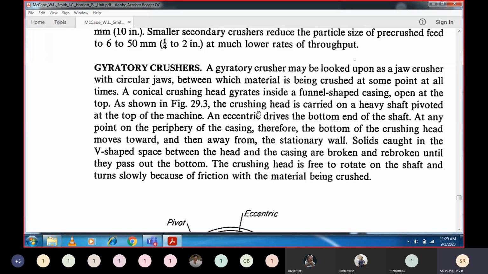A conical crushing head gyrates inside. Gyration means having small reciprocations. It gyrates inside the funnel shaped casing, because as you go down, the fundamental principle is that the area of the crushing zone should decrease. Since the particle sizes are decreasing, the crushing area should also decrease, so that the crushing heads nip the particle and apply force on it, and crushing takes place. That is the reason we have a V shape, and because of this V shape, the particles are caught even at the bottom where their sizes are small, and then crushing takes place.